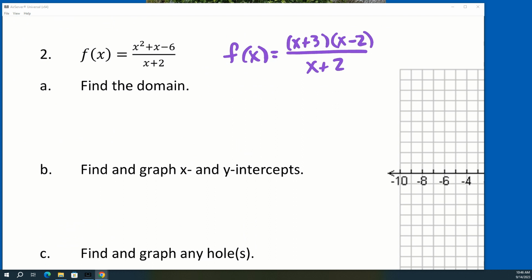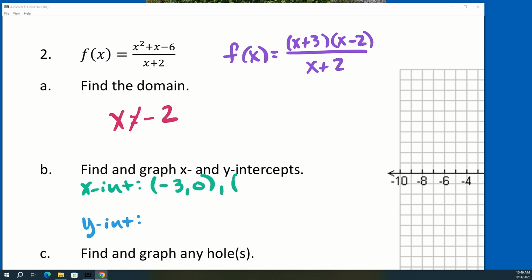All right, so what number is not in the domain? Negative 2. Do I need to box any of these factors? No. So you only box if they're exactly the same, and they are not. All right, so then we're going to do the x-intercepts and y-intercept. Okay, so anything that's not boxed up in the numerator is going to be an x-intercept. So I do want the factored version for that.